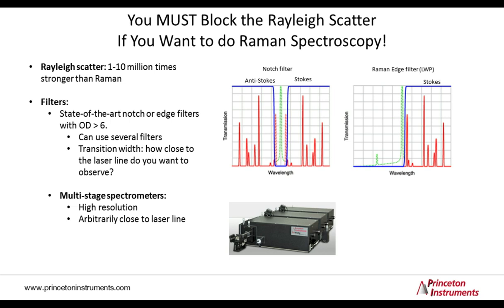the TriVista from Princeton Instruments that is shown on the picture on the slide here. They allow observations really close within a few wave numbers of the laser line and don't require any optical filters. While filters are by nature limited to one specific laser wavelength, the multi-stage system has also the advantage then that it can be easily configured for multiple excitation wavelengths if that is required for the application.